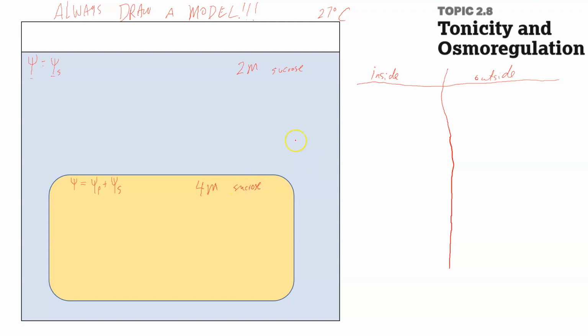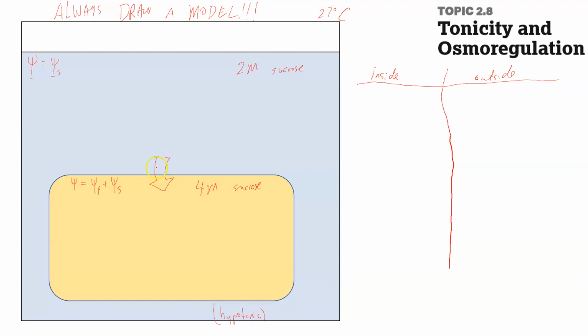So first off, pause the video and I want you to tell me, is this solution hypotonic, isotonic, or hypertonic? Okay, you should have said the solution is hypotonic, right? Because there is a higher concentration inside than there is outside, meaning that water is going to want to move. Throw a little arrow here.